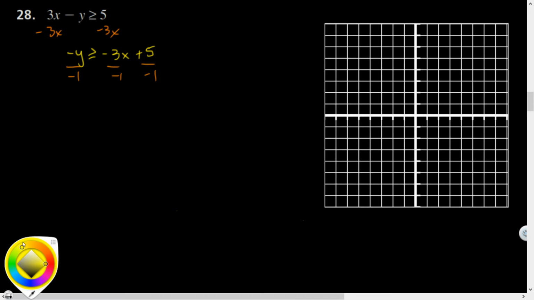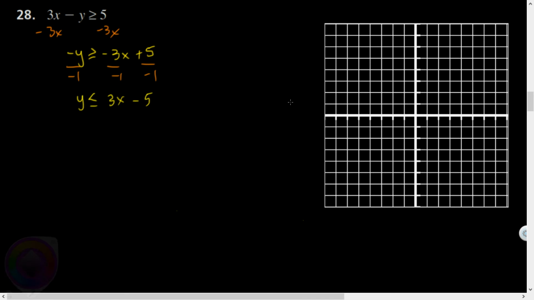So I've got the opposite of y is greater than or equal to that. That is not quite slope-intercept form, so I'm going to either multiply or divide both sides by -1. And I just said the magic word: multiply or divide by -1 in a world of inequalities. So I flip that inequality when I divide or multiply by a negative. -3 divided by -1 is +3x, and 5 divided by -1 is minus 5. So the slope is 3, and the y-intercept is -5.